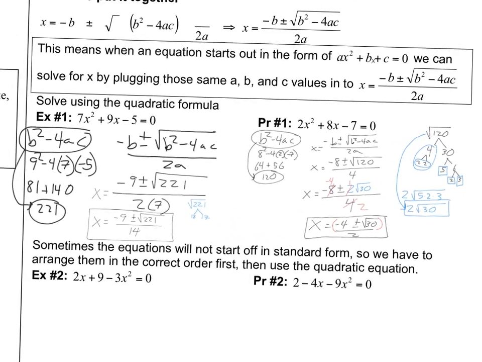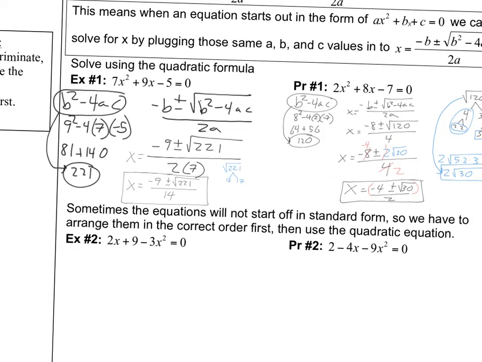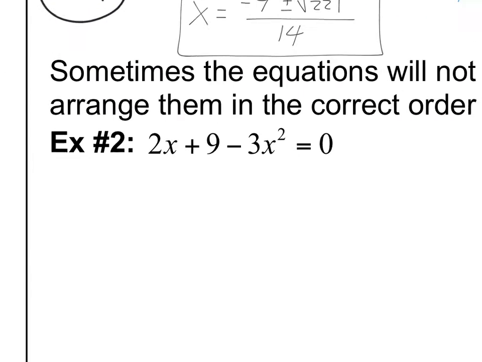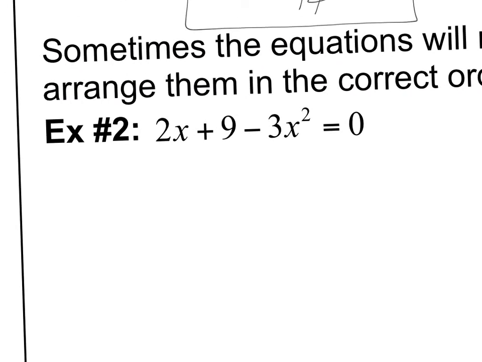All right. Okay, so sometimes the equation doesn't start off in standard form. So arrange them in the correct order first, then use the quadratic formula. So let's look at this thing. Okay, well I already have everything on one side, so that's good. If it wasn't, I'd have to do some algebra to get it on the right side. But it's all on the correct side, so now all I have to do is put it in the right order. Well, the right order would be negative 3x squared plus 2x plus 9 equals 0.